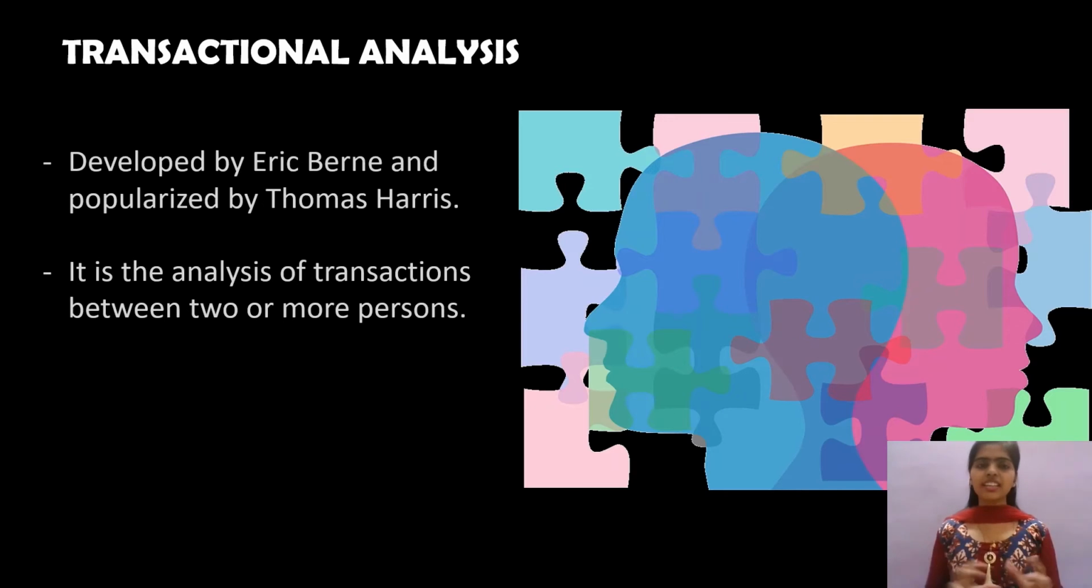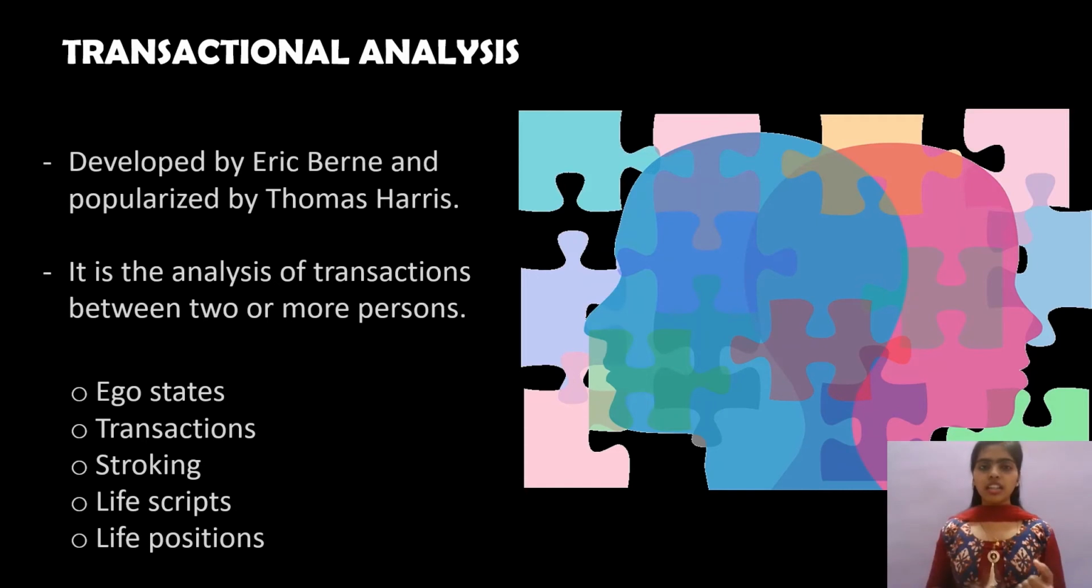It's just analyzing the transaction. The transaction could be in any form. Just analyzing the transaction will help understand each other better, and thereby increase interpersonal awareness and help build work relationships. There are 5 methods that can be used to analyze transactions. We'll have a look at them one by one. They are the ego states, transactions, stroking, life scripts, and life positions.